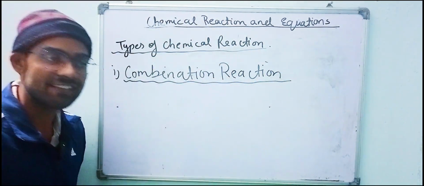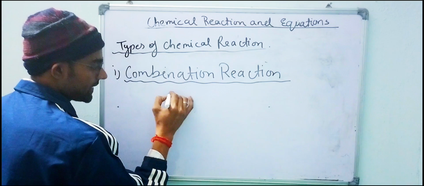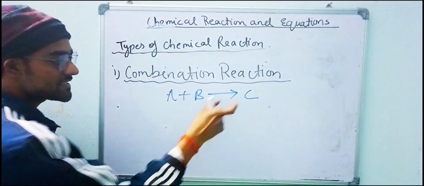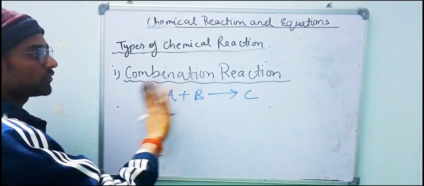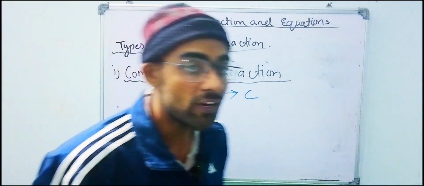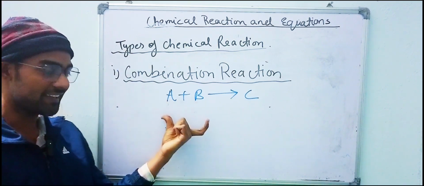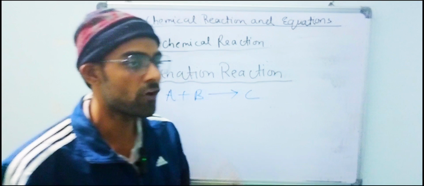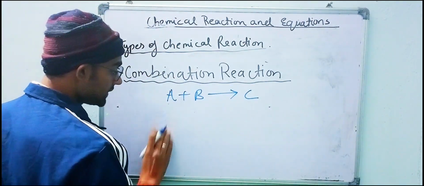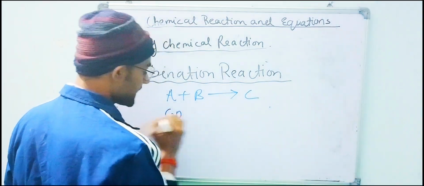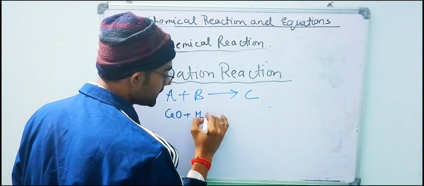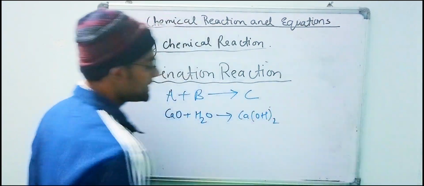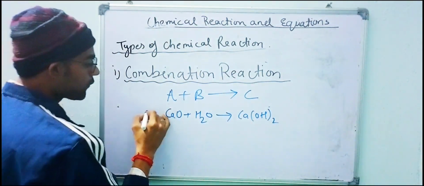In a combination reaction basically there are two reactants, A plus B, and they produce a new product, that is C. This format is known as the combination reaction. When two reactants react and produce a single product, it is known as a combination reaction. For an example, suppose calcium oxide plus water produces calcium hydroxide. So this is an example of a combination reaction.